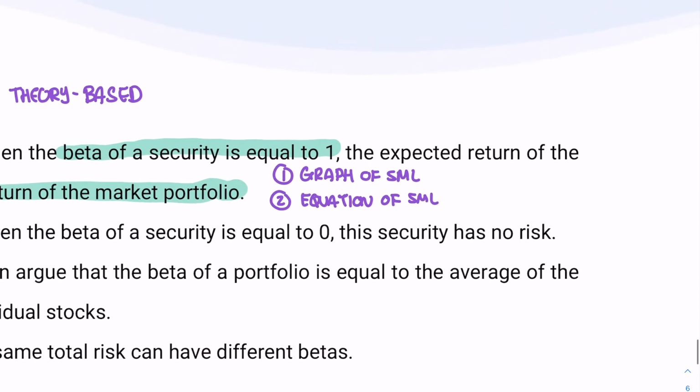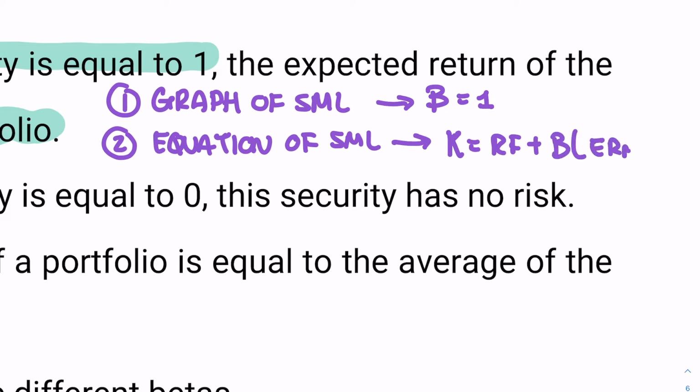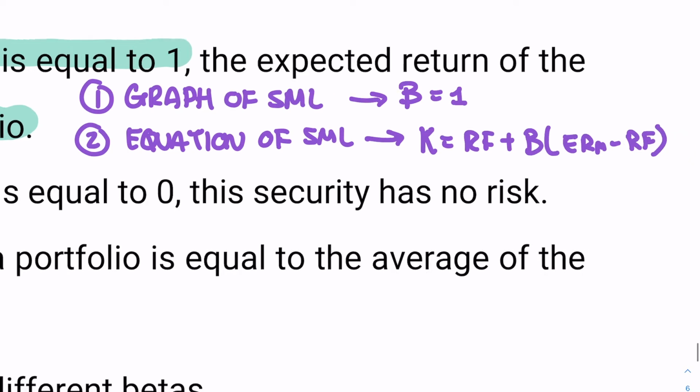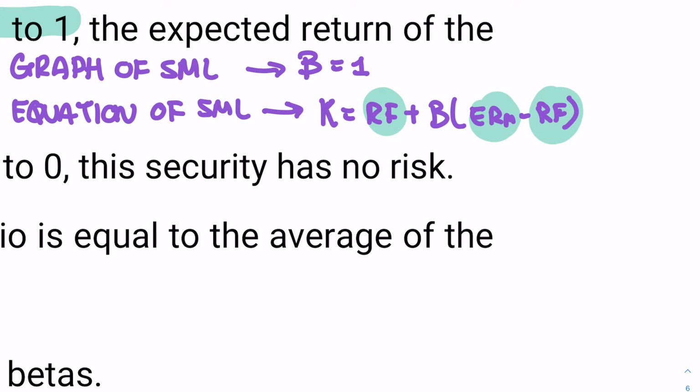And by simply looking at the graph of our SML, we really quickly know that beta for the market portfolio is equal to 1. Okay, so that's super duper important. I'll tell you why in a second. And by looking at the equation of the SML, which is K equals RF plus beta times ERM minus RF, the market risk premium, we quickly see that if all else is the same, so the market risk premium and RF, we know that by just playing with beta, because it's a linear function, we'll be able to find different Ks, right? Just by filtering through all the different betas available, we're going to get a different K.